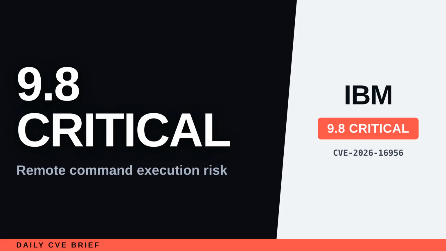Today's number 24 most urgent vulnerability is CVE-2026-16956 in IBM Db2 Mirror for i, and it earns attention because it is a critical remote command execution issue, not just another routine enterprise bug. This is the Daily Ranked CVE Brief, What to Patch First, ranked by Real Exploitation Signal.